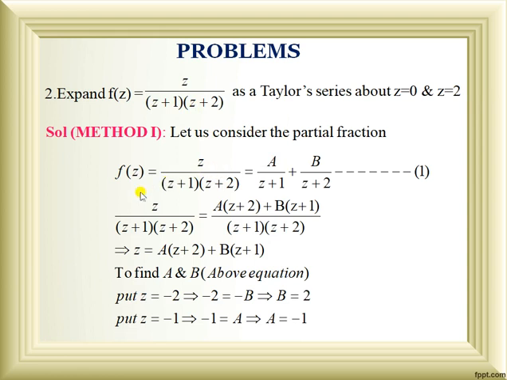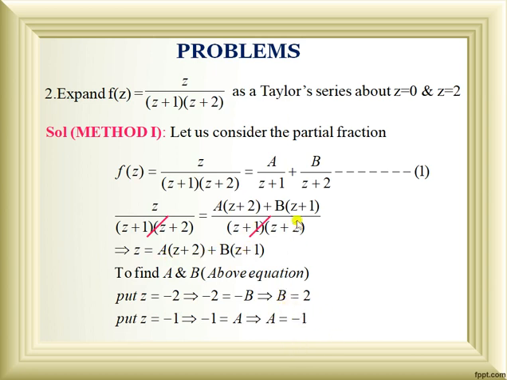For that, I am using partial fractions. For the given f of z, I can write it as a by (z plus 1) plus b by (z plus 2), because there is no square in the denominator. After that, I am taking LCM. After taking LCM, the left hand side and right hand side denominators get cancelled. The remaining thing is z equal to a into (z plus 2) plus b into (z plus 1). For finding a and b values, we need to substitute some values for z. For finding b, I am using z equal to minus 2. Then the first term becomes 0, and I will get b equal to 2. When I replace z equal to minus 1, I can eliminate the b term, and I will get a equal to minus 1.